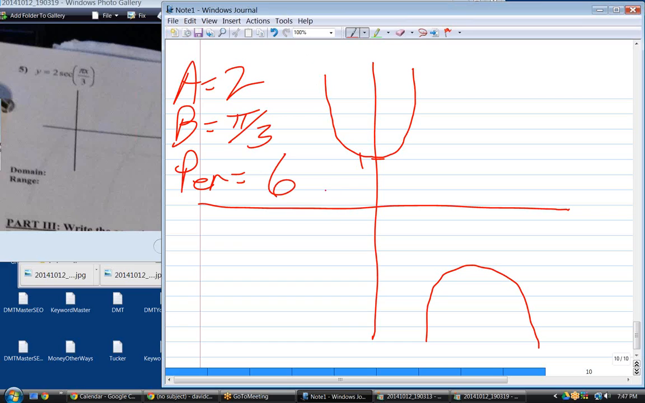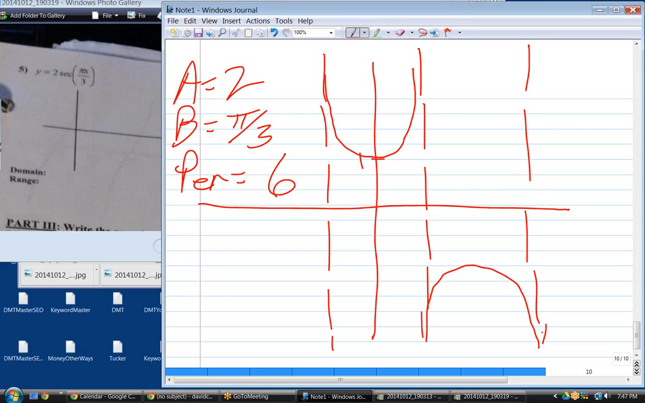So it's 6 from this, and we got vertical asymptotes every pi, and a period of 6. What's this point right here? Negative 3/2. What's this point here?